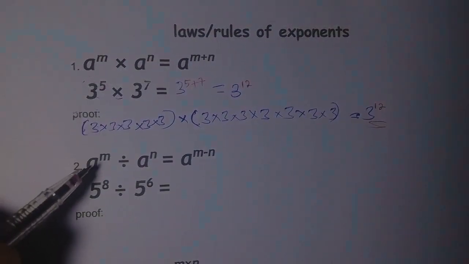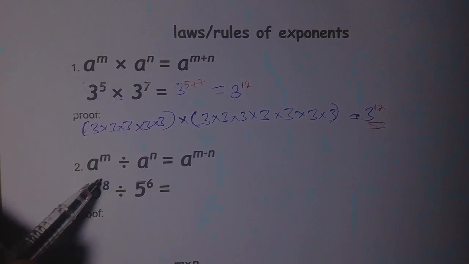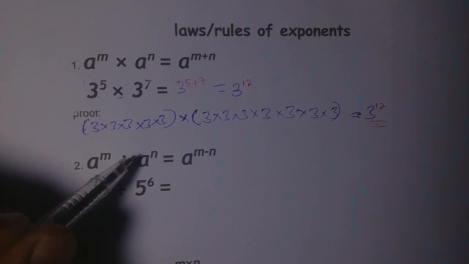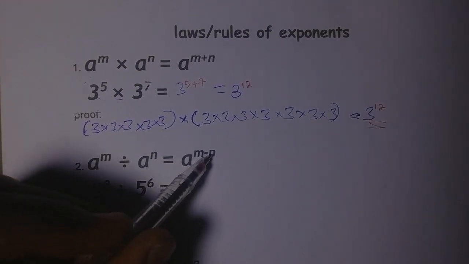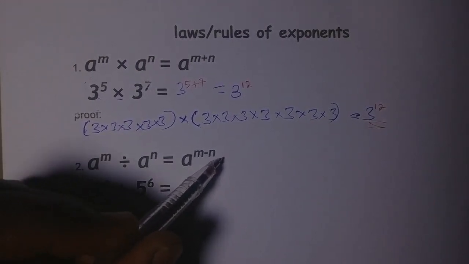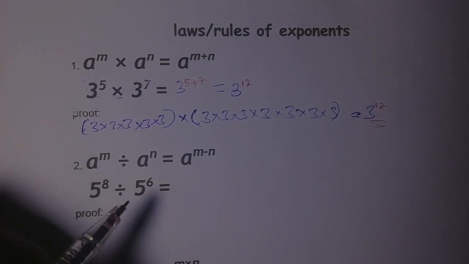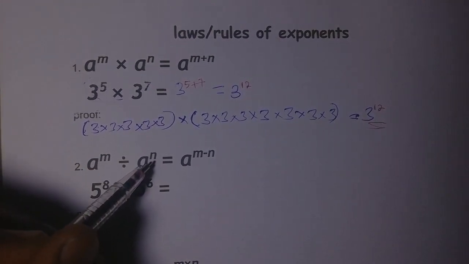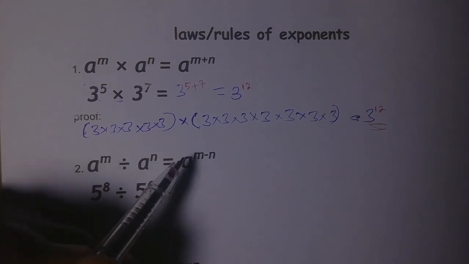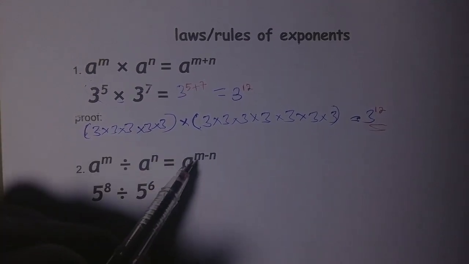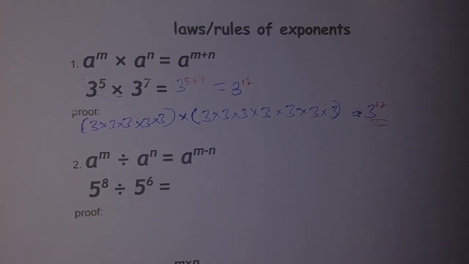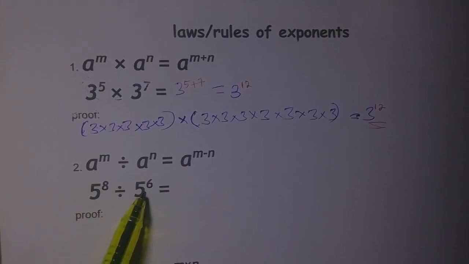So the second law says if you have similar bases with different or similar powers, you can just write a single base and take the difference of the powers. So as in this case, a power m divided by a power n can be written as a power m minus n. So here's an example: 5 power 8 dividing 5 power 6.